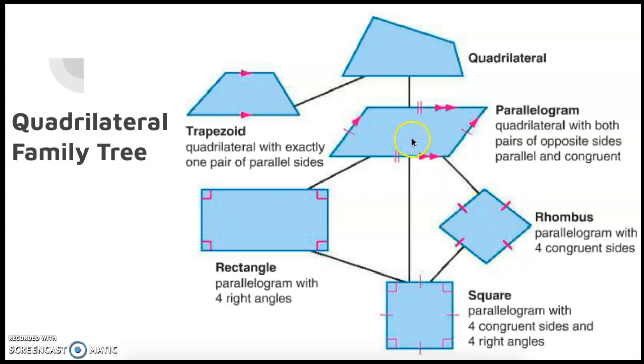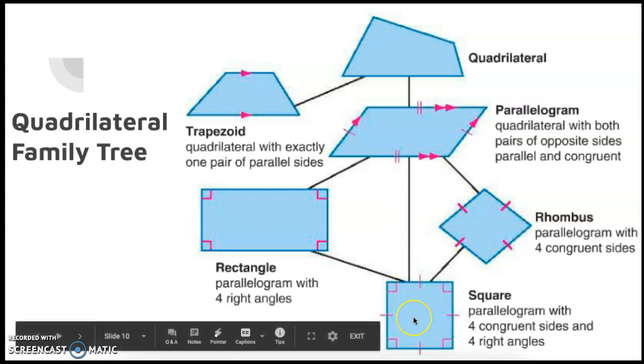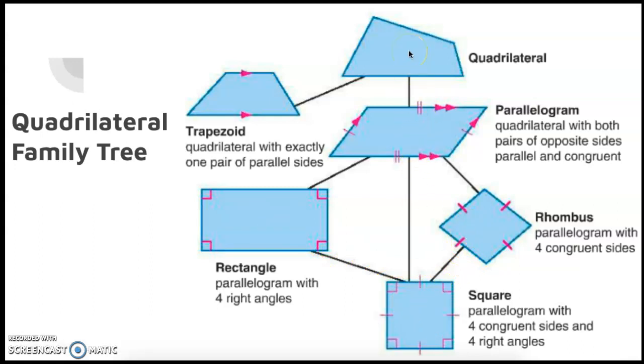And then the last type is a square. Squares are very special because they have 4 right angles, like a rectangle, and they have 4 congruent sides, like a rhombus. Okay, so squares are a type of rectangle, they're a type of rhombus, they're a type of parallelogram, they're a type of quadrilateral. They are very specific, they combine all of those. Okay, so that's our family tree. You can go back to this slide for your different classifications anytime that you need to.